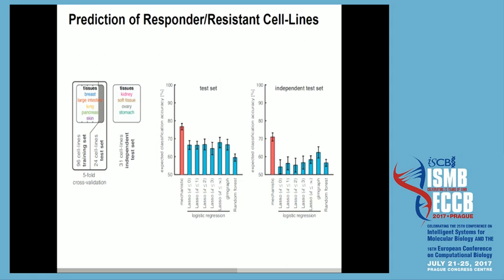And a similar question to the previous one. Are you fitting all the parameters, or do you fit a subset of the parameters? We fit all the parameters at once.